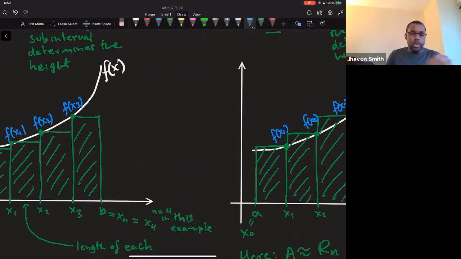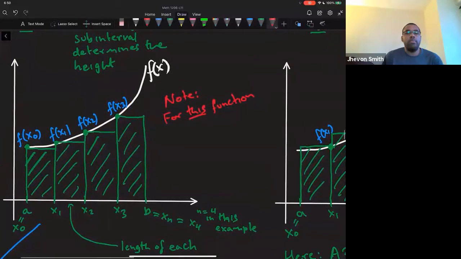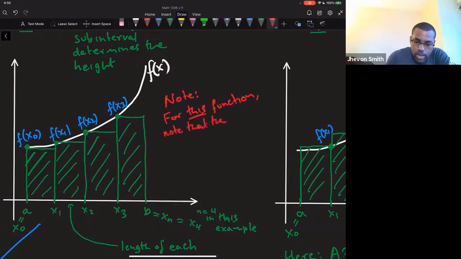Another thing you can notice here is that, note for this function, this is not true in general, I'm just making a comment about the current example that you're looking at. For this function that I'm looking at right now, note that the left hand gave an underestimate.